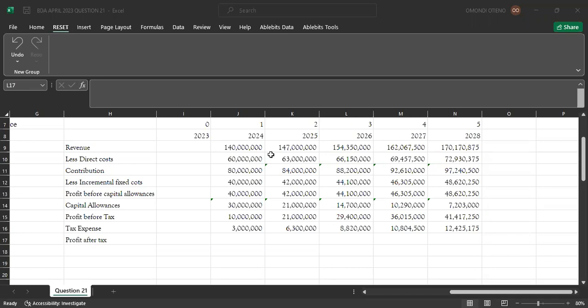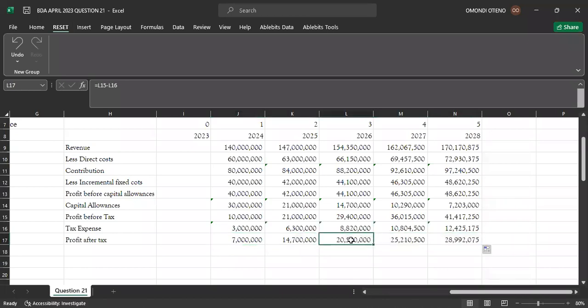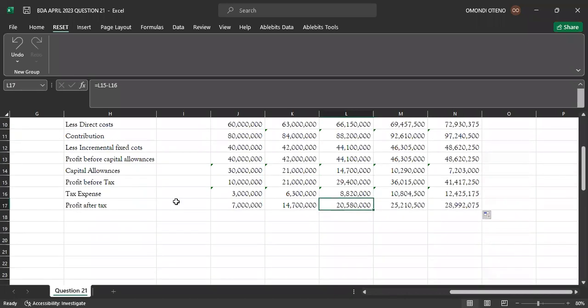What do we have? 25,80,000. So let me now calculate and then we compare. Of 2026, 25,80. So automatically whatever you have is correct. That is profit after tax. That is the normal profit, that's how you normally prepare your income statement.